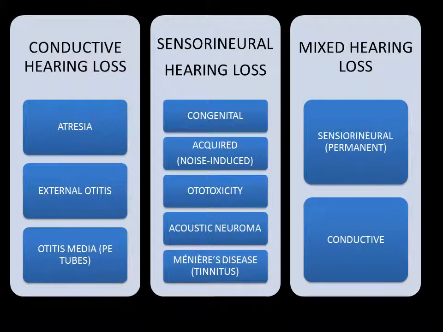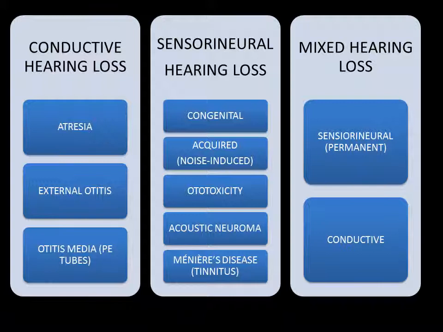Let's now talk about what happens when there's a breakdown in this transmission of energy. Typically, we talk about hearing loss divided into three categories: conductive hearing loss, sensorineural hearing loss, and mixed hearing loss. Conductive hearing loss occurs as a result of a problem with the outer or middle ear. So anything that interferes with sound moving through the system can result in this type of hearing loss.